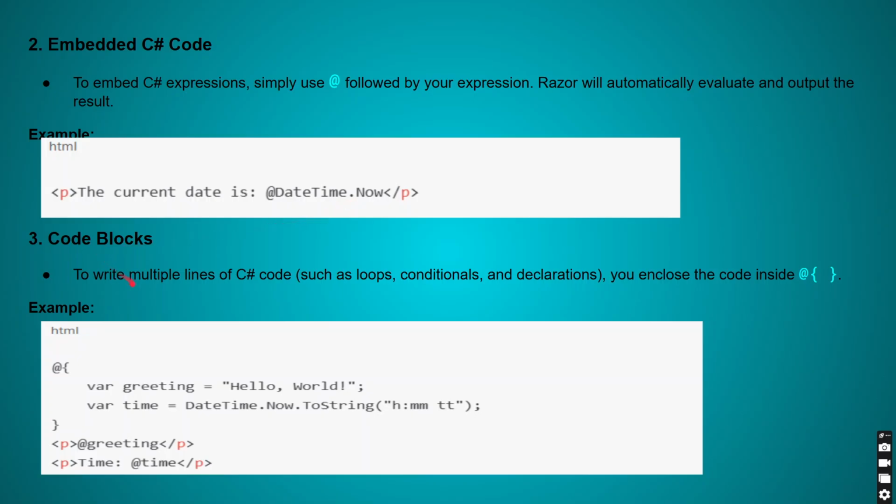For code blocks, to write multiple lines of C# code such as loops, conditionals, and declarations, you enclose the code inside @ with an open curly bracket and a close curly bracket. Look here, we have one example. We have prefixed with @, open curly bracket and closed curly bracket, and the rest of whatever we want we can write in C# code. And in the p tag we have also used @greeting and time @time.